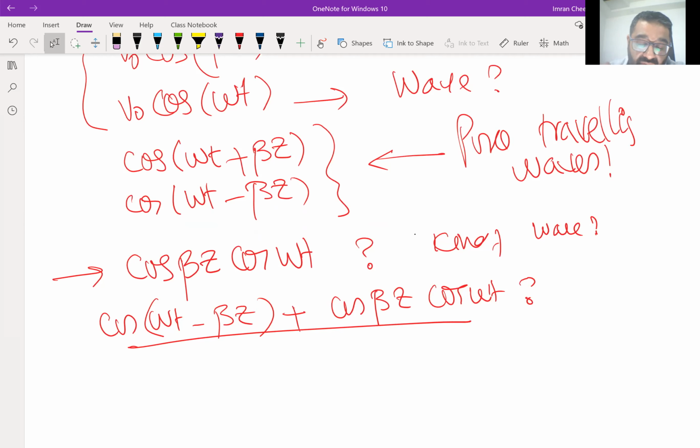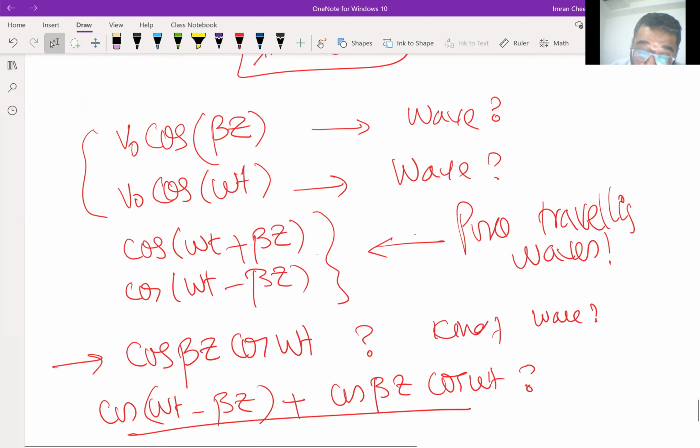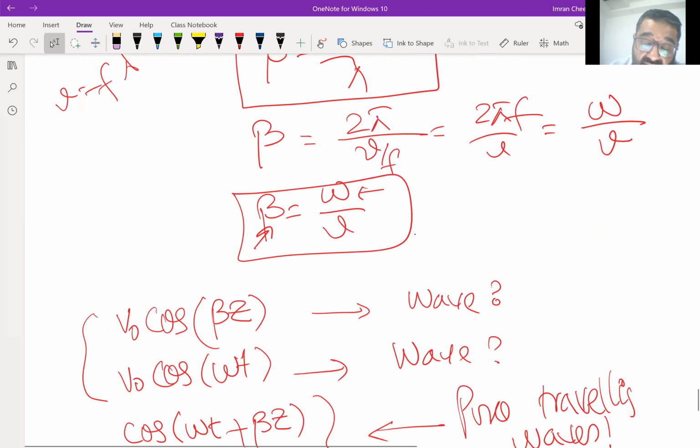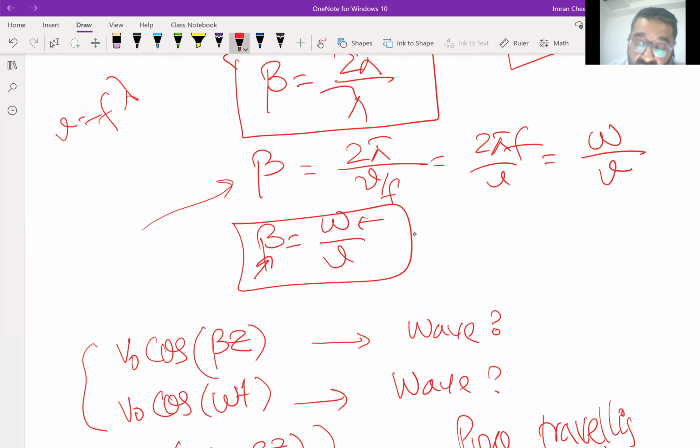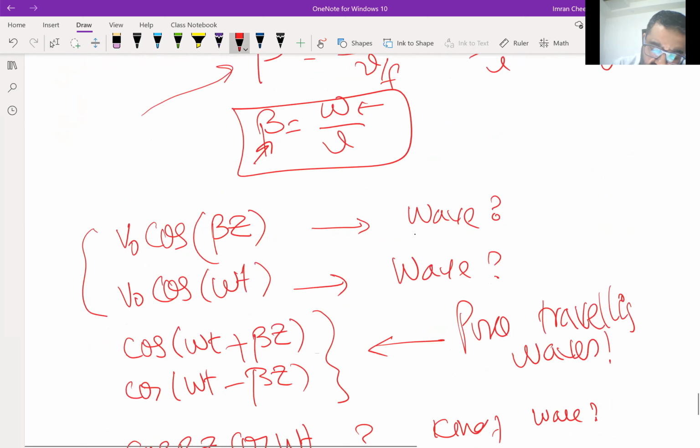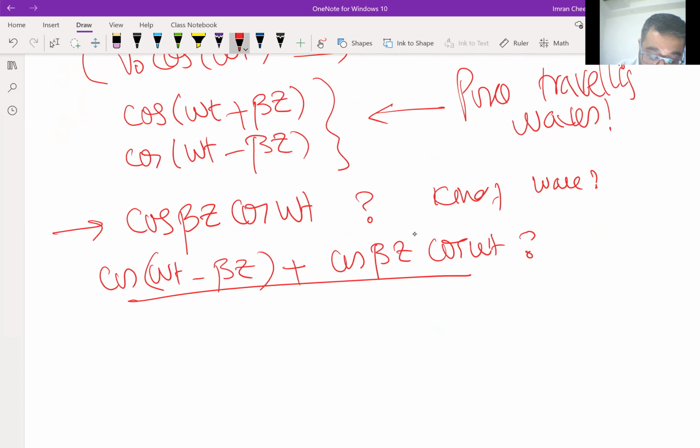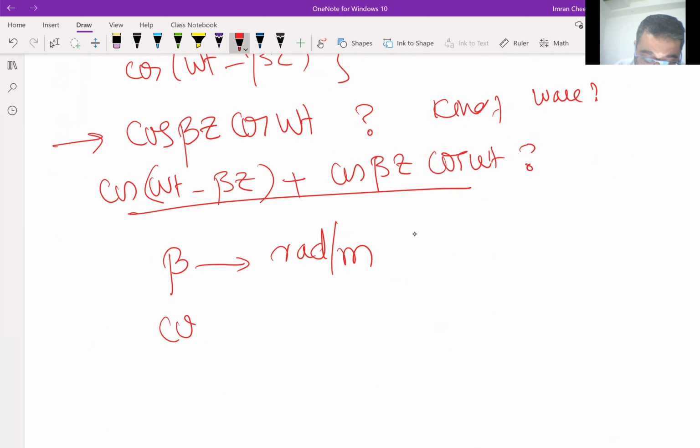The concept of the forward wave, the concept of the backward wave, and what we mean by a wave. And this beta is a very important parameter to understand this course. Beta, again, let me say a few more words on beta. So beta is radians per meter. Let me give you another interpretation of it.